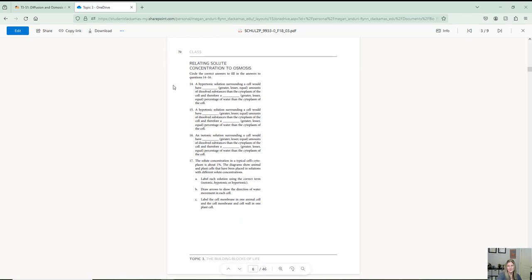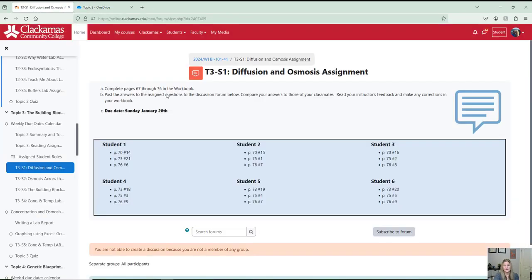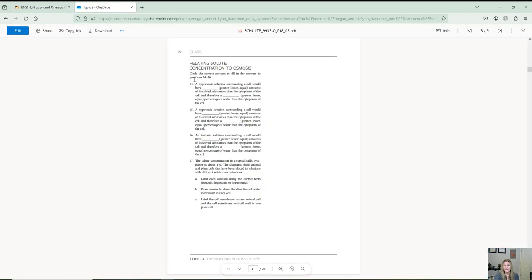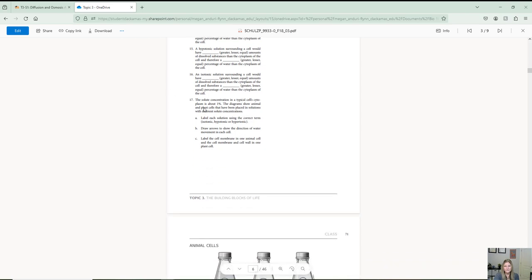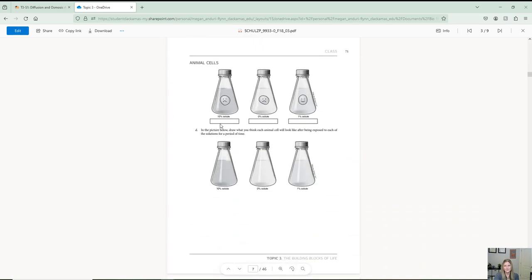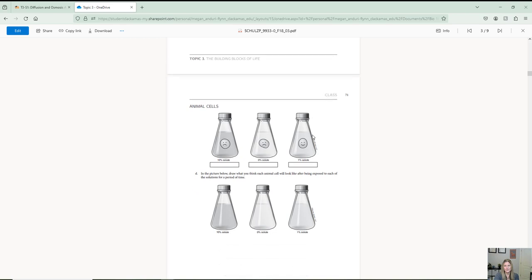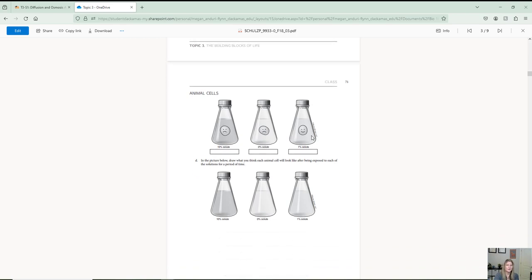But on page 70 is where we can start taking a look at the difference between hypertonic and hypotonic and so forth. For questions 14 through 16, you're circling the answer or writing it in: greater, lesser, equal, and so forth, for each of the types of solution. And then for 17, you're going to label which solution is hypertonic, which one is hypotonic, and which one is isotonic.